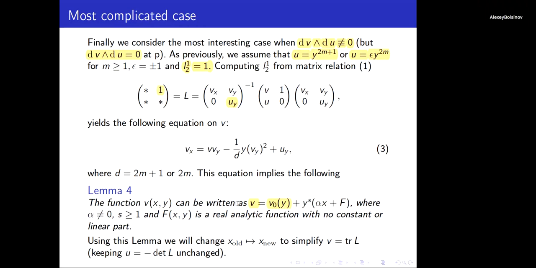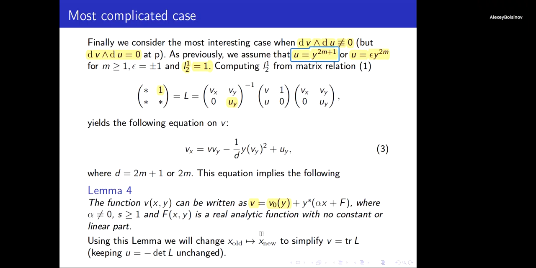This lemma holds true in any coordinate system when these two properties hold true. The property is for my operator L to have component one here, and U is a special form, a power of y. In any coordinate system satisfying this property, we have this formula.